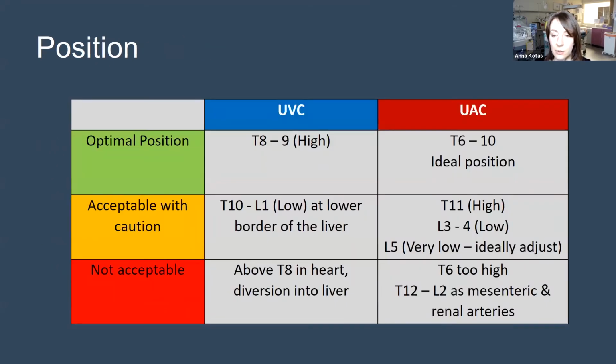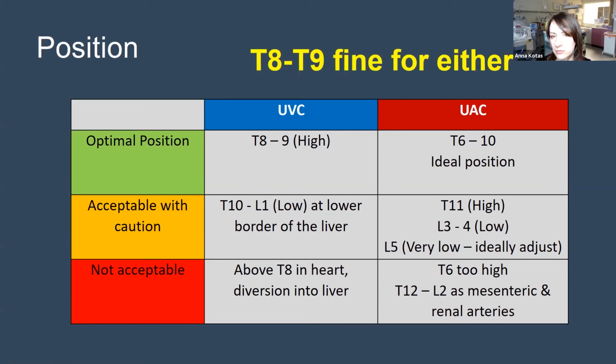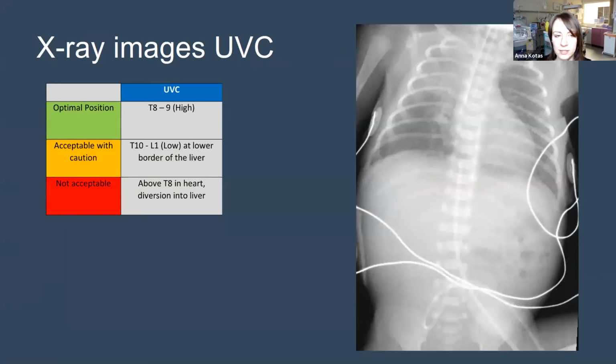So let's consider now what positions of a UAC and a UVC are suitable. This table, you'll find it in the network guidelines. It's quite a busy table, shows lots of different positions, but the main thing to remember is the optimal position, and you've got a little bit more leeway with a UAC than you have with a UVC, but ideally T8 to T9 for a UVC, or T6 to T10 for a UAC. And as a rule of thumb, just remember that if you've got a line that's between T8 and T9 for either, then that's fine. Okay, so let's look at some x-rays now.